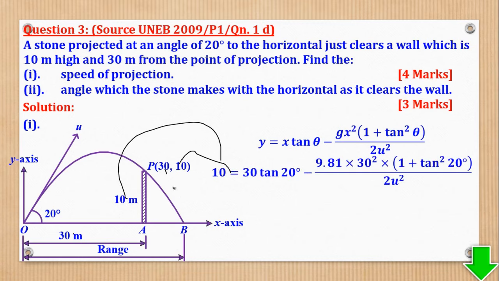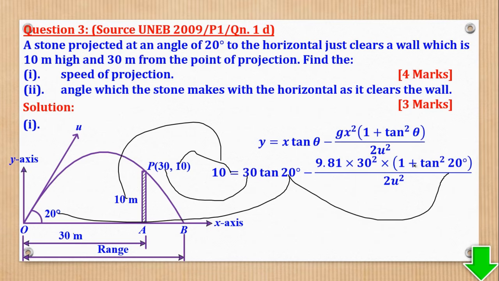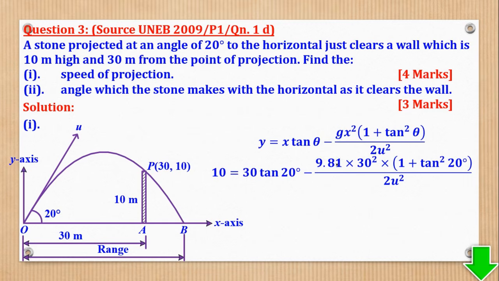Y is this, x is that. Then the angle is 20 degrees, so we put it here and also here. Then x is already here, and g is a constant. So in that, I only have u as the only unknown.